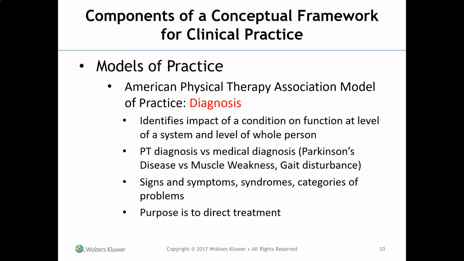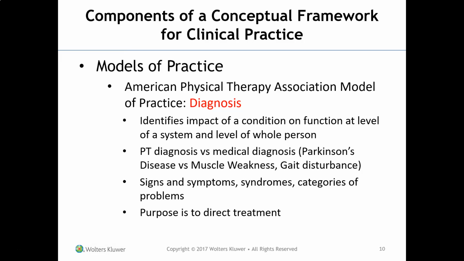So we can have two patients that have a medical diagnosis of Parkinson's disease, but they can have a totally different physical therapy diagnosis. Does that make sense? That's very important for you to understand, because a lot of times people just treat the medical diagnosis, but we need to treat the physical therapy diagnosis. Let's say you have two Parkinson's patients and one has gait disturbance and range of motion issues, but another one has muscle weakness. They're both Parkinson's disease medical diagnosis, but their physical therapy diagnosis is different.